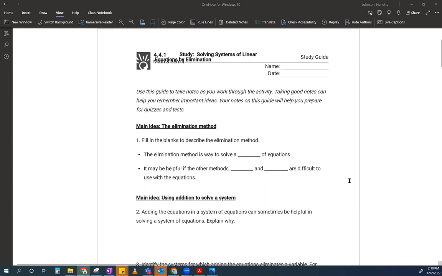So the very first thing is it says fill in the blanks, and then it says elimination method is a way to solve a system of equations. Okay, sorry, it's just catching up here. Very good. And so it may be helpful if the other methods, graphing and substitution, are difficult to use with these equations.